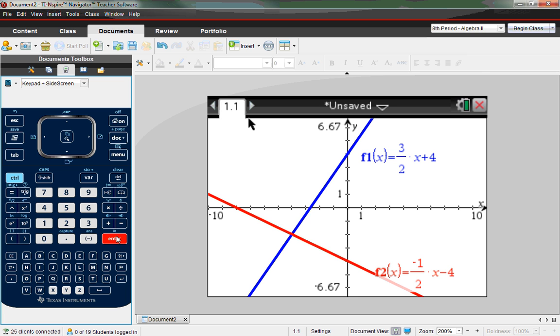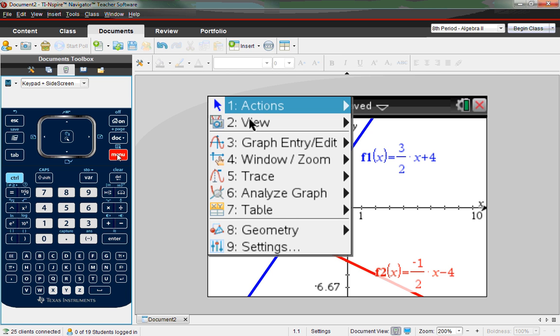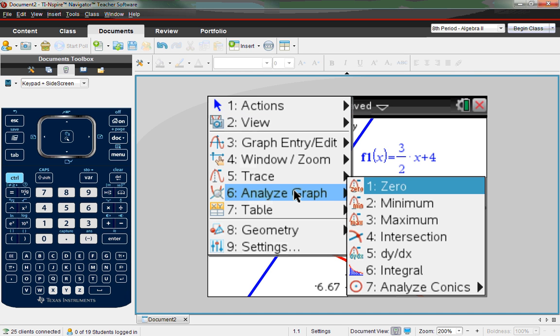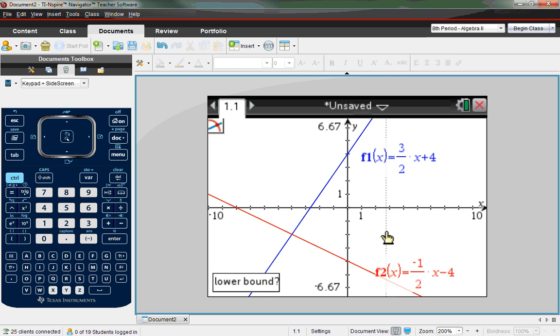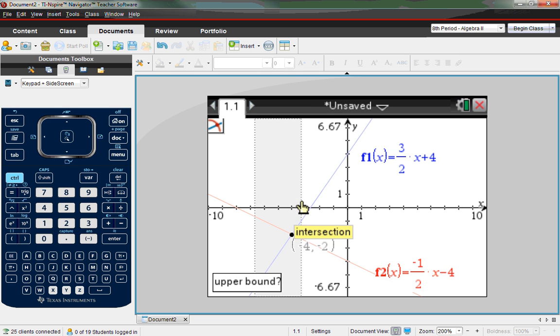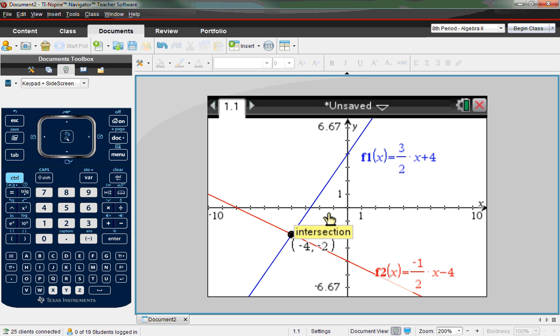Now, we are going to calculate the point of intersection by hitting menu. Then what? Analyze graph, and what do I want out of there? Intersection. Now, as soon as you click on intersection, it's going to immediately give you that vertical line, and it's going to ask for your lower bound. So you're going to go all the way to the left of the intersection point and click. Then it changes the lower bound to the upper bound, and then you're going to go to the right of the intersection. Do you see that shaded region? You're telling it that you wanted to find the intersection point in that shaded region, and hit enter.